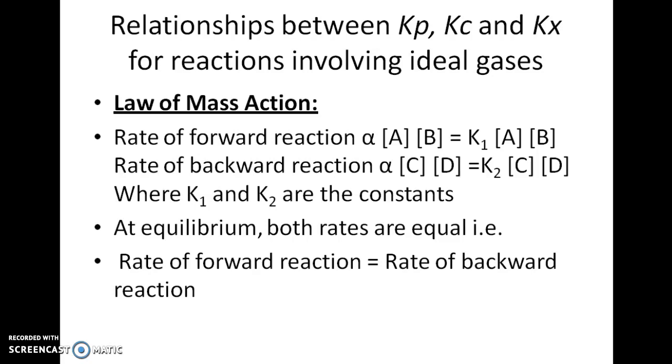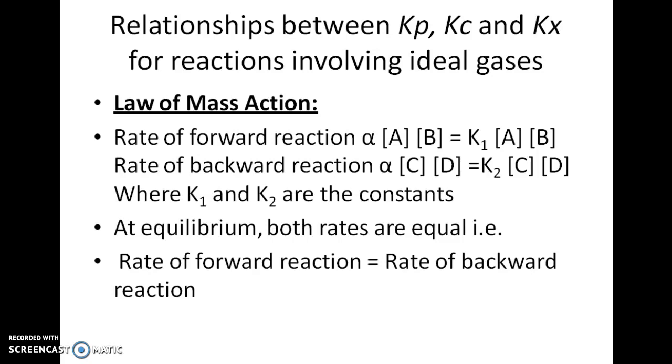mass action. According to the law of mass action, we already know that the rate of forward reaction is directly proportional to the active mass of the reactants, equal to a constant K1 into active mass of A and active mass of B. Both are reactants. Similarly, the rate of backward reaction is directly proportional to the active mass of the products C and D, which will be equal to K2, a constant, into active mass of C and active mass of D, where K1 and K2 are constants.